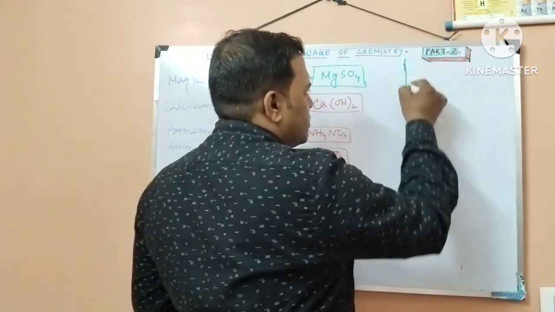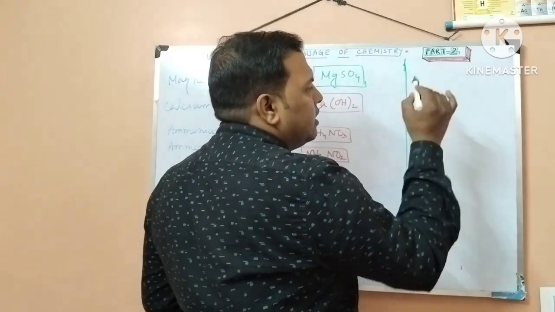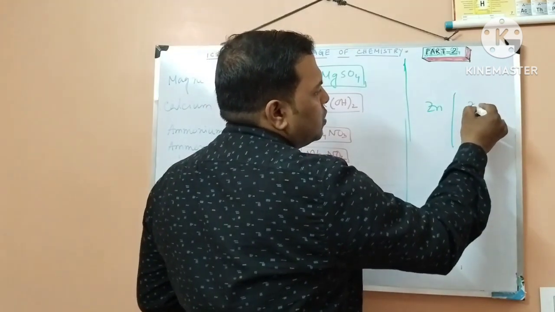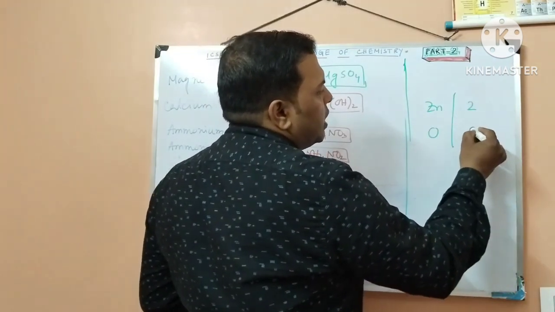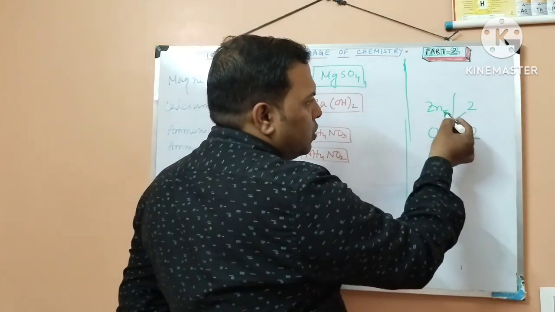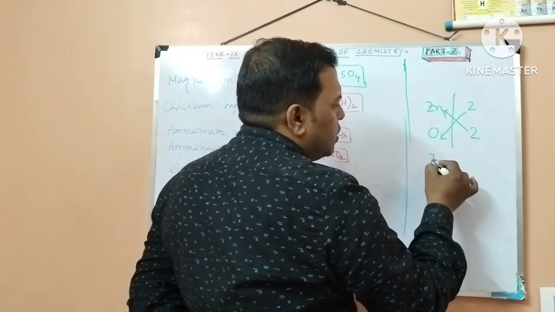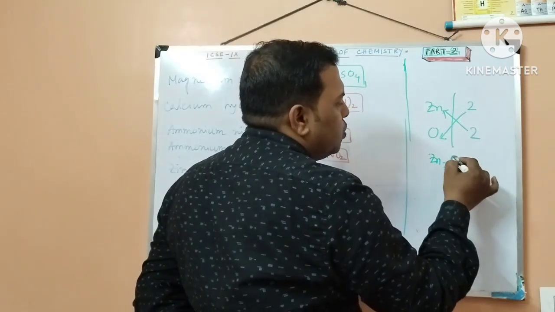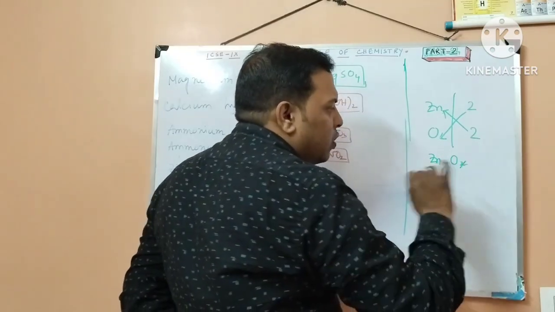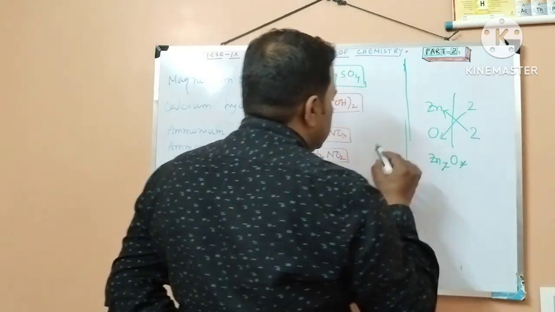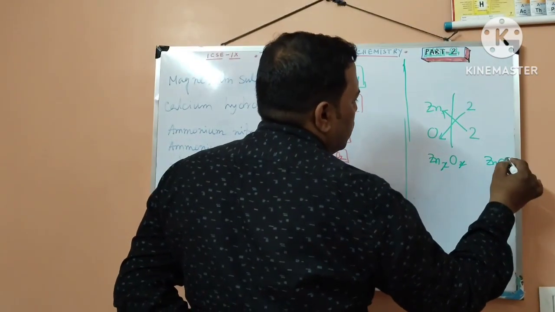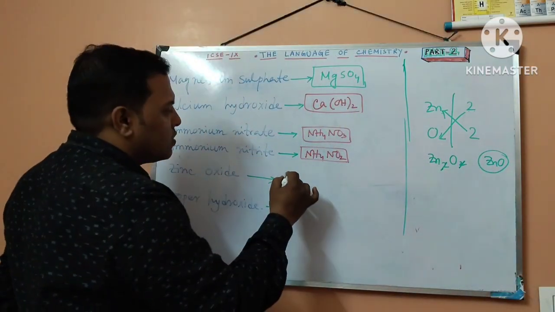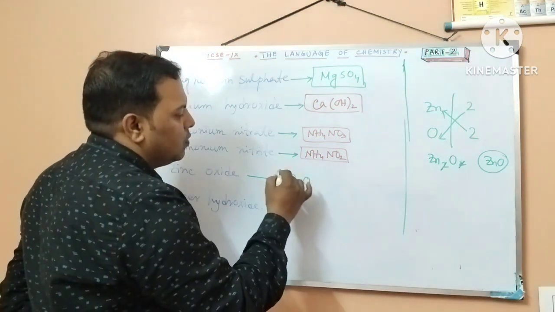First of all, again in a similar way, zinc is Zn, valency is how much? 2, and oxide is O, valency also 2. Now these 2 will go there and these 2 will come there. So it is becoming Zn2O2, and as I told you, I will not write this 2 again, so it becomes ZnO. So what is the formula of zinc oxide? ZnO.